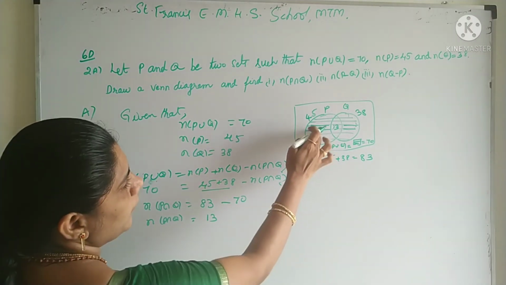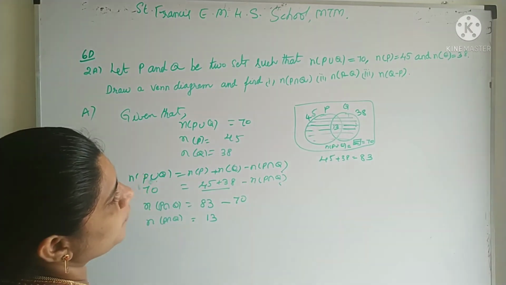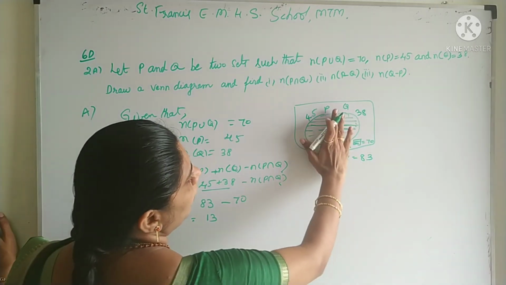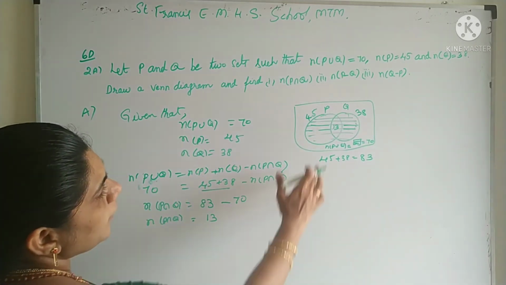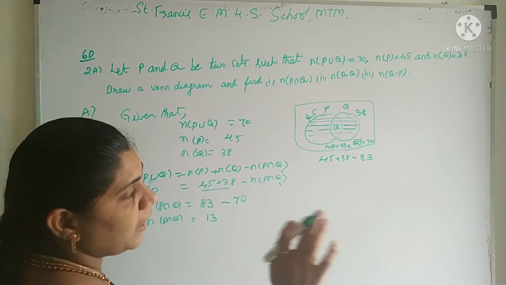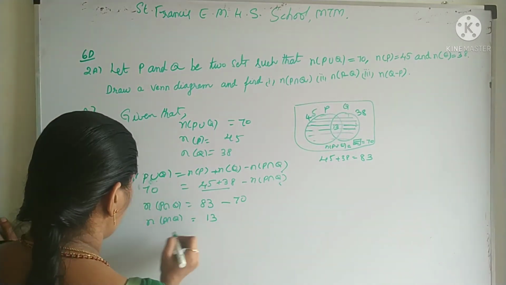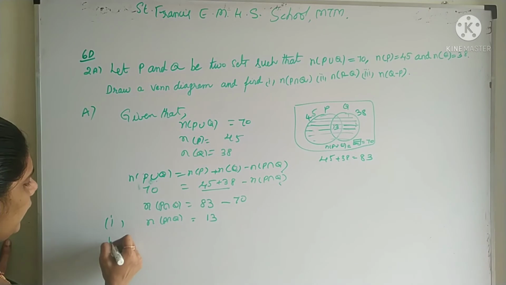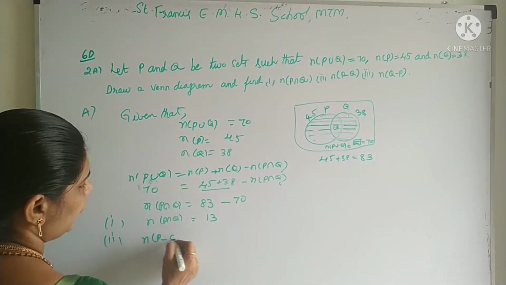Now to get only the elements of P, how to get this? P minus Q means you have to eliminate these common elements also, and write down the P elements only. So what is this? n(P − Q). P ∩ Q, this one you got. Now the first one is completed.